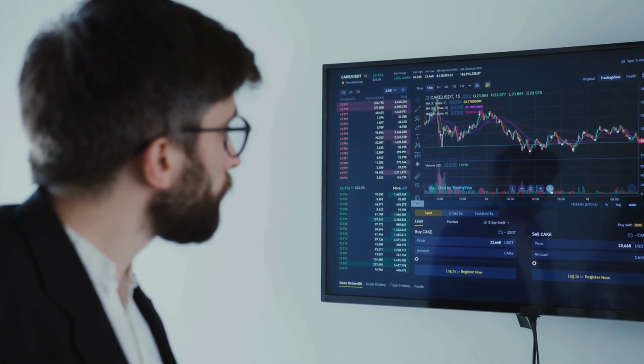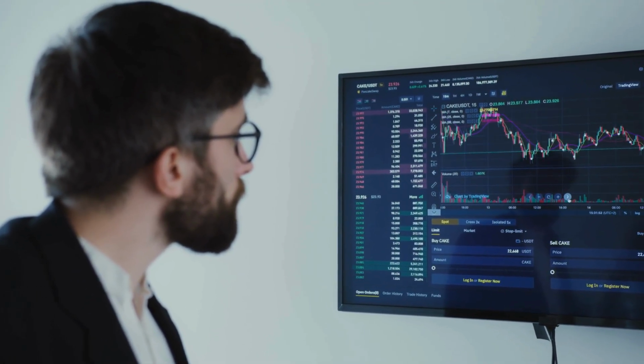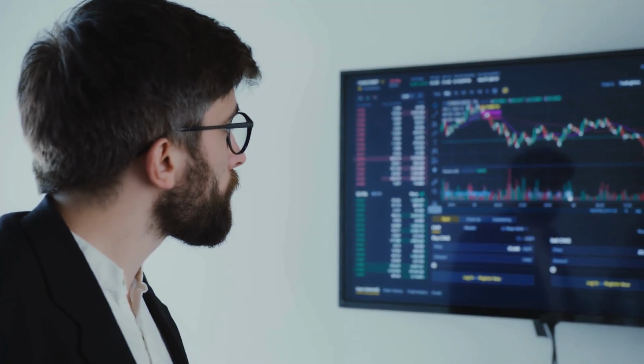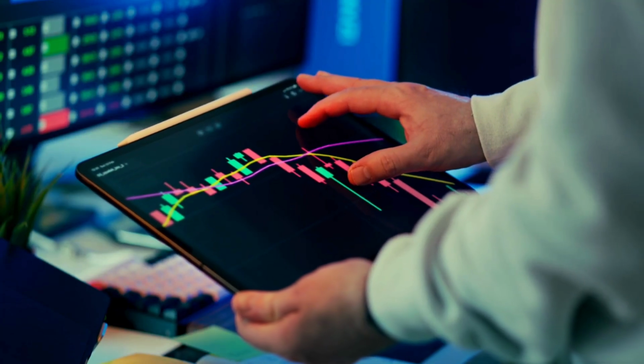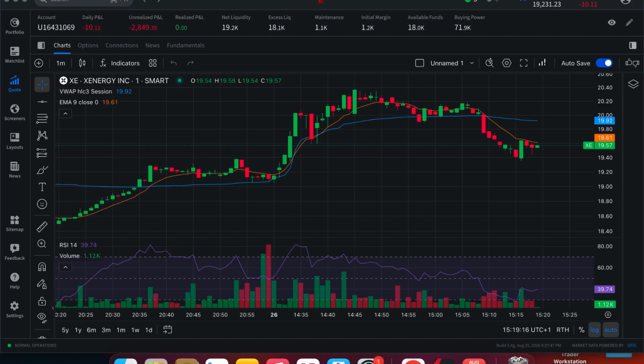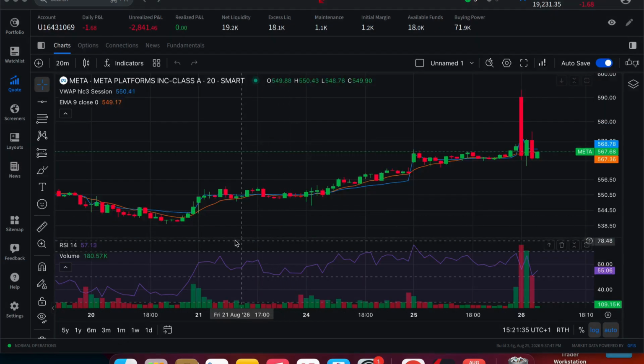Let's begin. The first thing you'll notice is the price. The vertical axis shows the stock's price. The horizontal axis shows time. Together, they tell the story of how a stock's price has moved over a specific period.